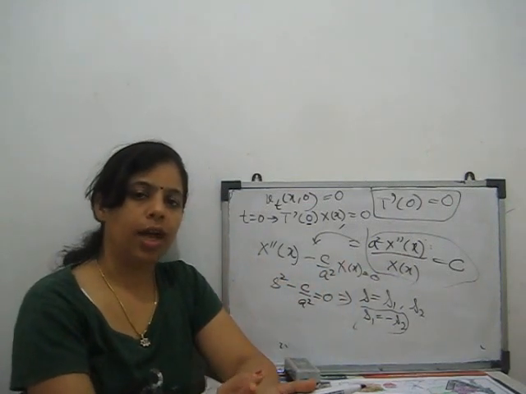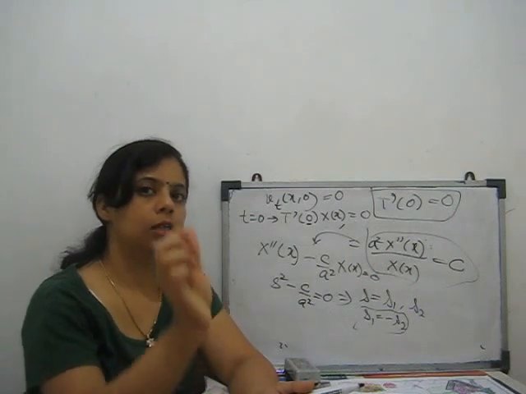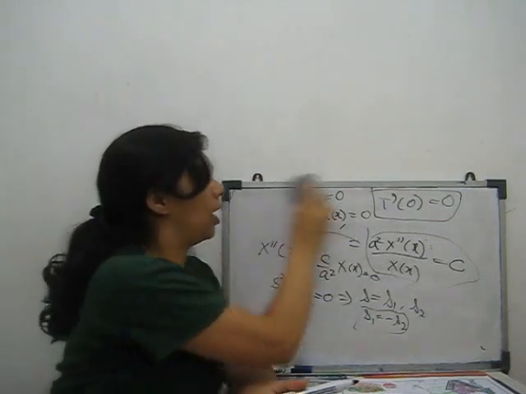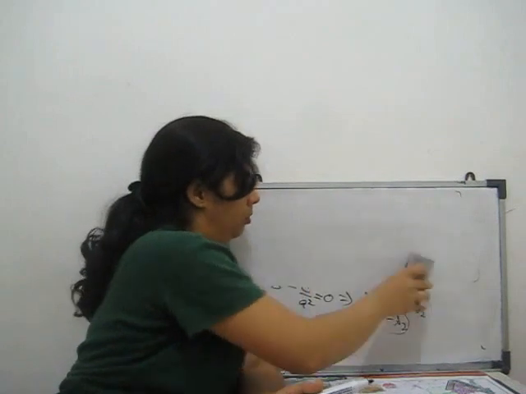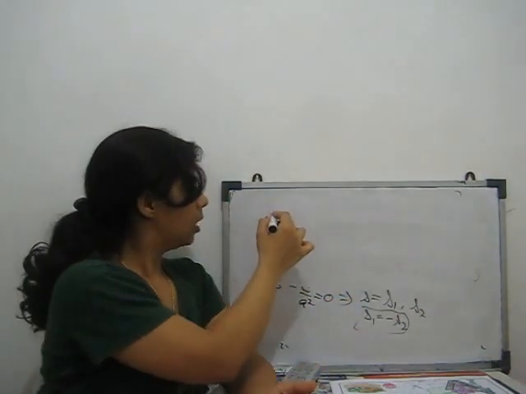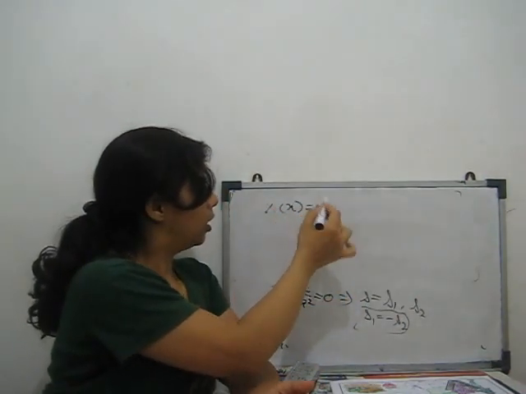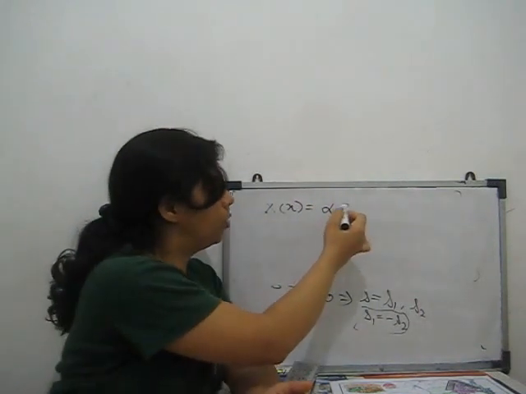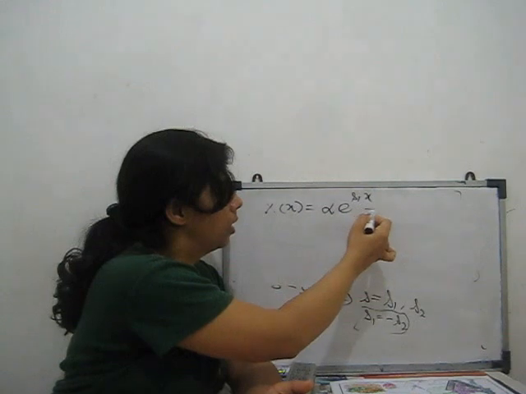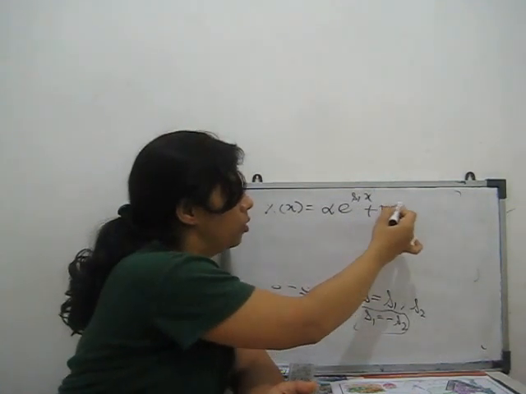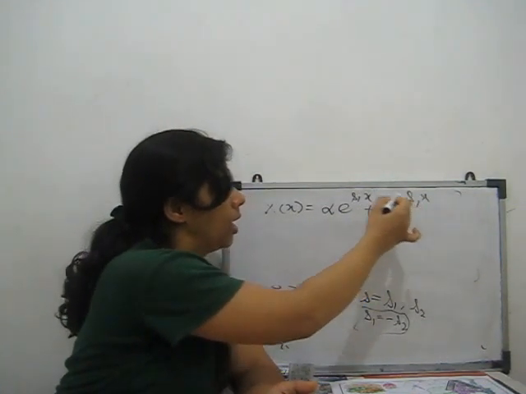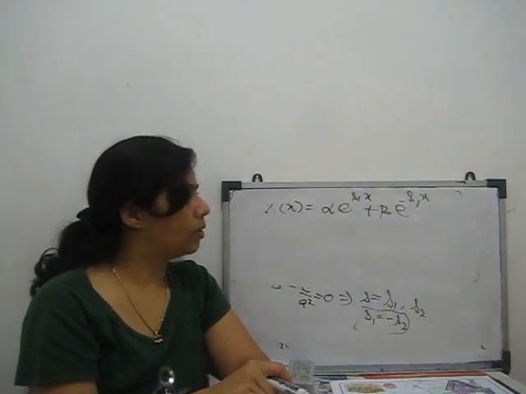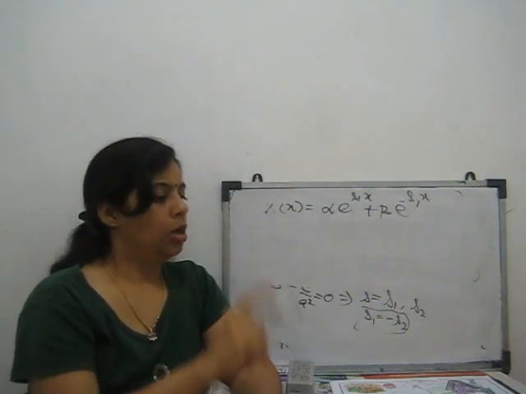So at the place of s2 we replace minus of s1. So now I write X(x) equal to alpha e to the power s1x plus beta e to the power minus s1x. At the place of s2 we can write minus of s1.